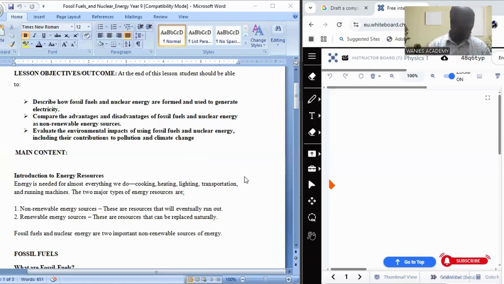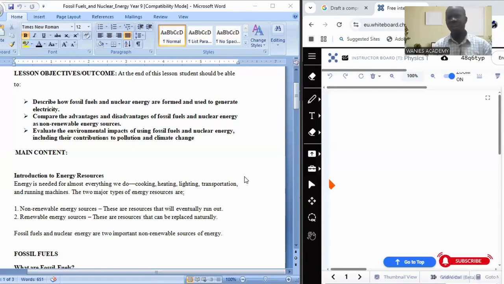Now, energy resources that we use are broadly divided into two sources. Number one, we have what has been classified as non-renewable energy sources. Now, from the word, it's a simple English word, but I will still explain it.